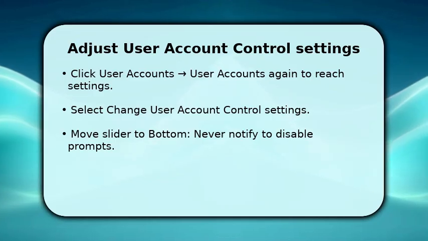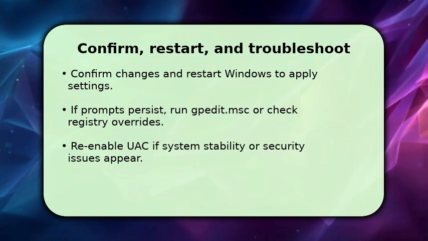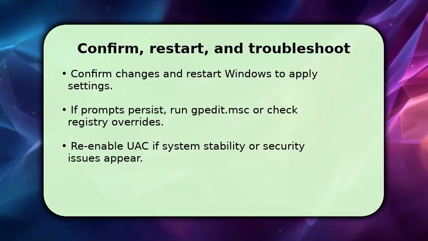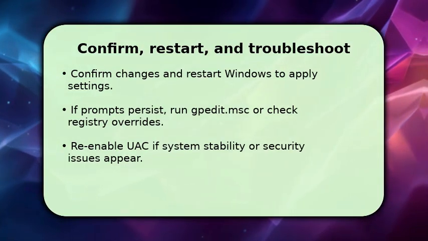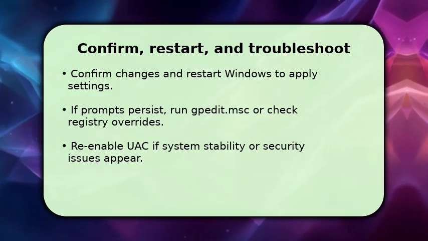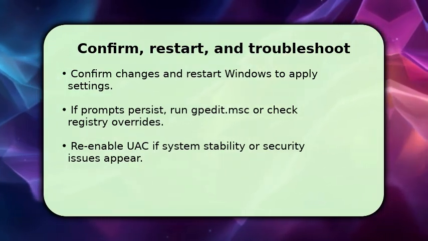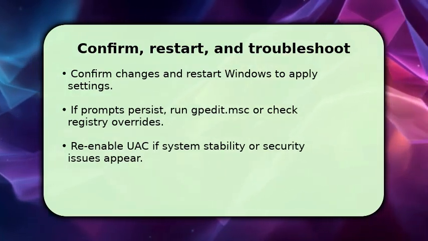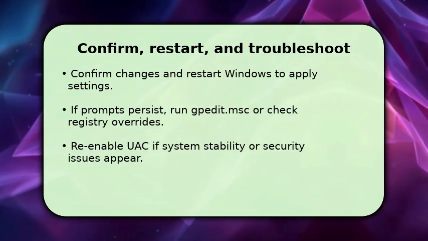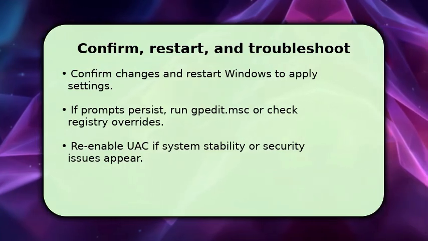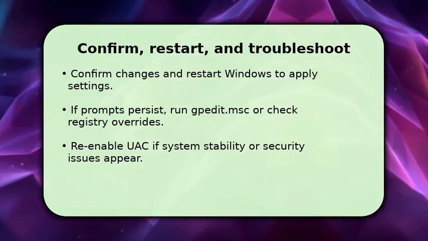If you still see prompts, make sure Group Policy or Registry settings haven't overridden your change. Open gpedit.msc for Professional/Enterprise, or check HKEY_LOCAL_MACHINE\Software\Microsoft\Windows\CurrentVersion\Policies\System for EnableLUA. If anything breaks or security concerns arise, re-enable UAC.